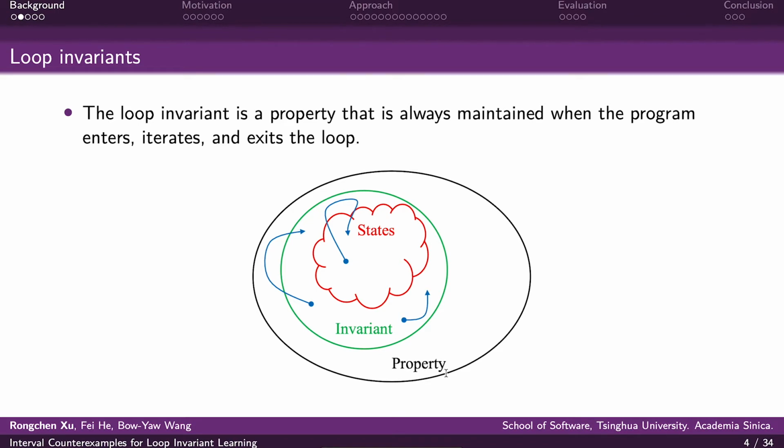However, the generation of loop invariants has been a challenging problem for a long time. Data-driven black box loop invariant learning has emerged in recent years and shows it's promising. Our work is based on such a background.